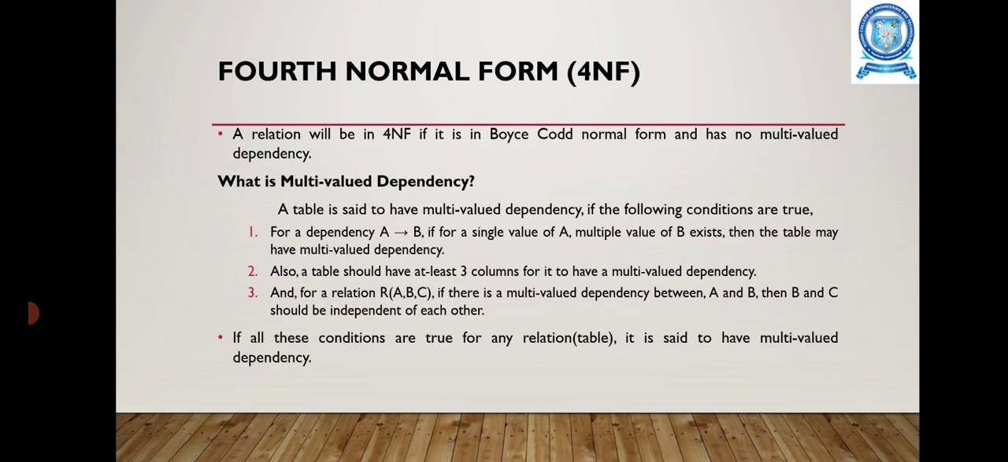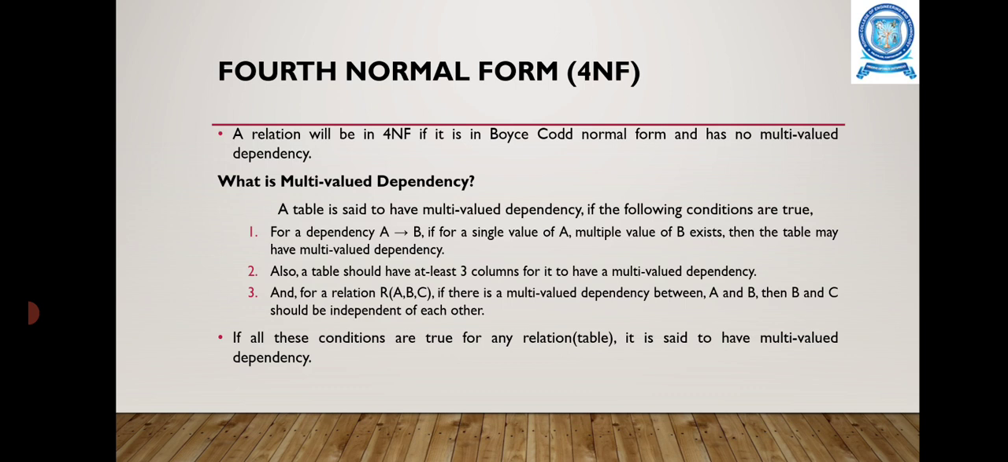Then, what is meant by fourth normal form? A relation is said to be in fourth normal form if it is in Boyce-Codd normal form and has no multi-valued dependency. We already know what a multi-valued dependency is. A table is said to have a multi-valued dependency if the following conditions are true. For a dependency A to B, if for a single value of A multiple values of B exist, then the table may have a multi-valued dependency. Also, a table should have at least three columns for it to have a multi-valued dependency.